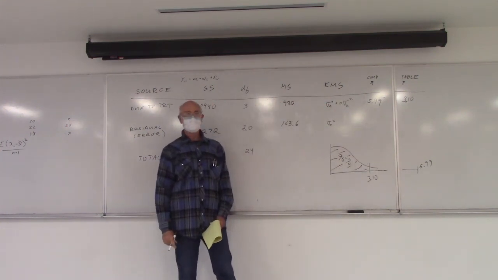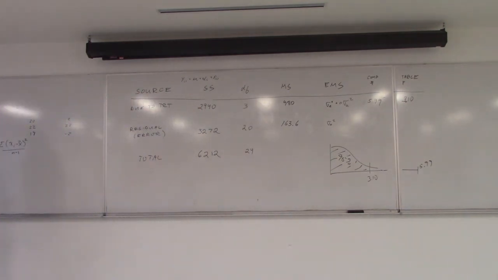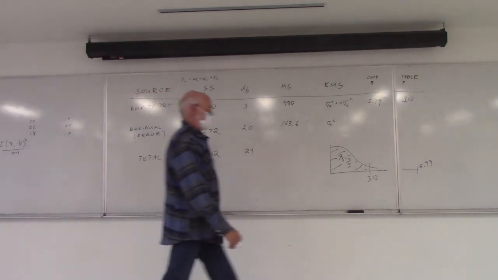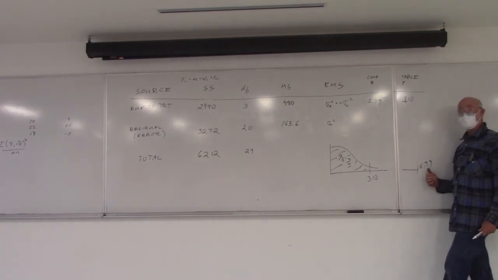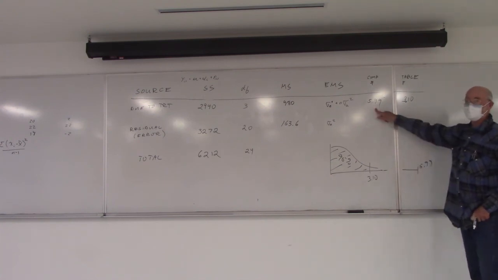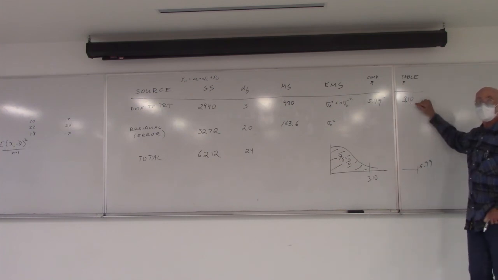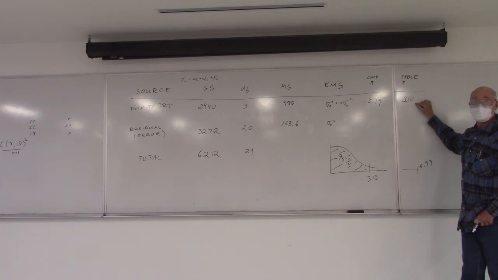What do we conclude? We are greater than 5% confident, or 95% confident. If we reject the null hypothesis, we're 95% sure that we're making the right decision. Okay? So because our computed value is more extreme than the table value, we reject the null hypothesis. Okay?